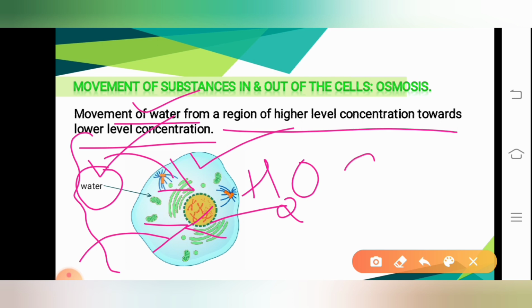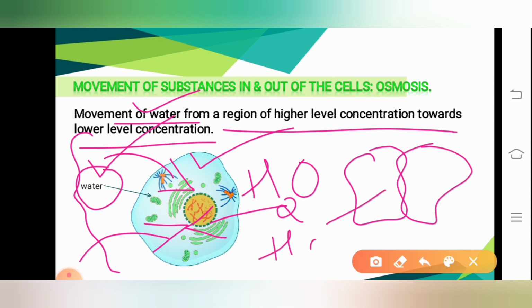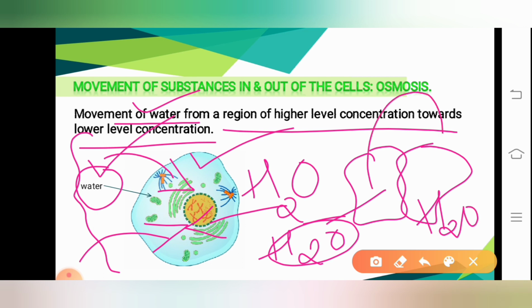Clear? This may also take place between cells. Between cells also, if this cell has more water, meaning the concentration of water is more, and this one has less water, this cell may send water to another cell which has the lower concentration. So this happens under osmosis. Clear?